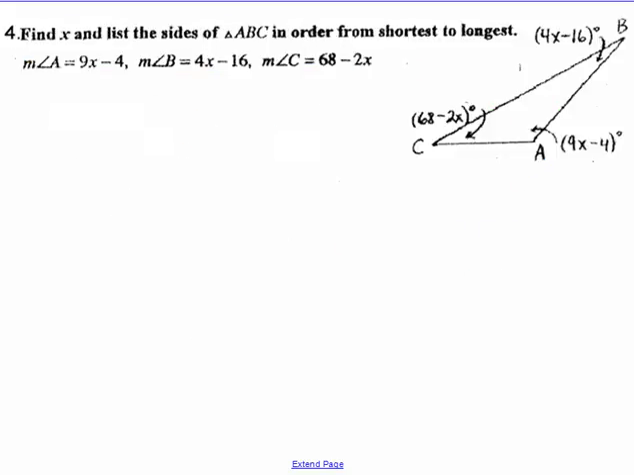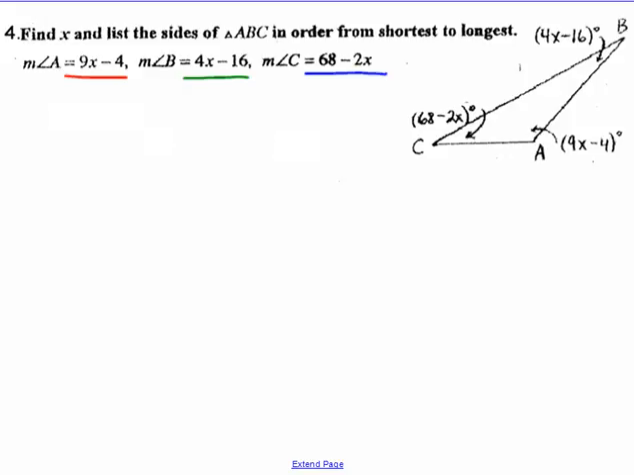Okay, now we have to find x and list the sides in order. So if I'm looking at the picture, I'm seeing that the x's are in the angles this time. You remember the last one we did, we talked about the perimeter. Now we've got the angles. Well, that's easy enough because we know that all 3 angles in the triangle add up to 180. So we're going to take the measure of angle A plus the measure of angle B plus the measure of angle C and set it equal to 180.